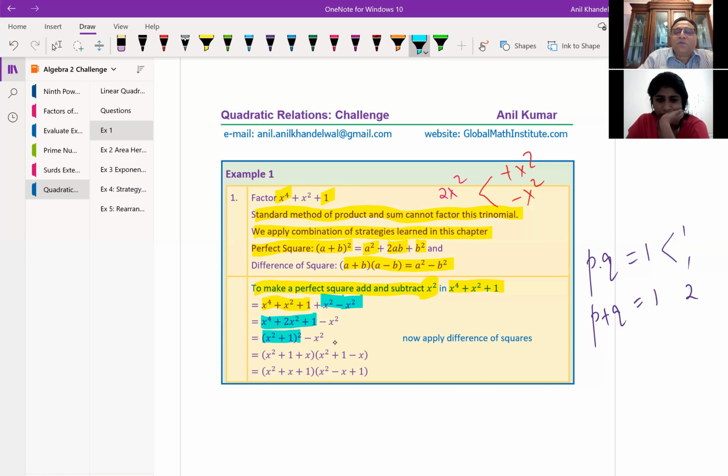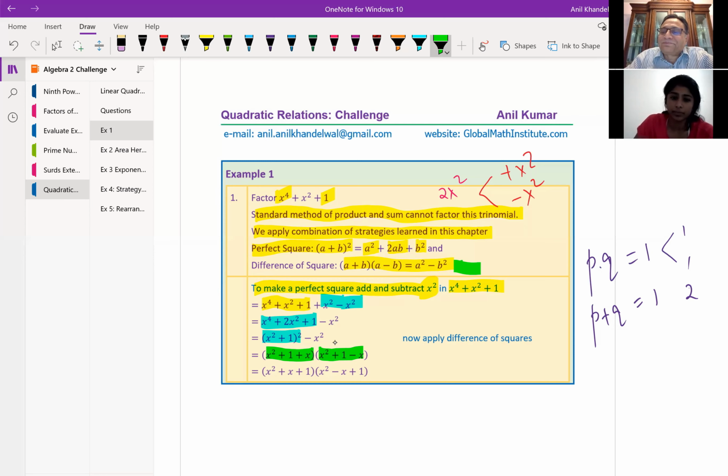So now we can apply this strategy, the difference of squares. So we have a perfect square, x squared plus 1 whole square, minus the other square, which is x squared. So now I could write this as a plus b times a minus b. So I get one factor, which is x squared plus 1 plus x, and the other factor as x squared plus 1 minus x. And so I finally factored it.